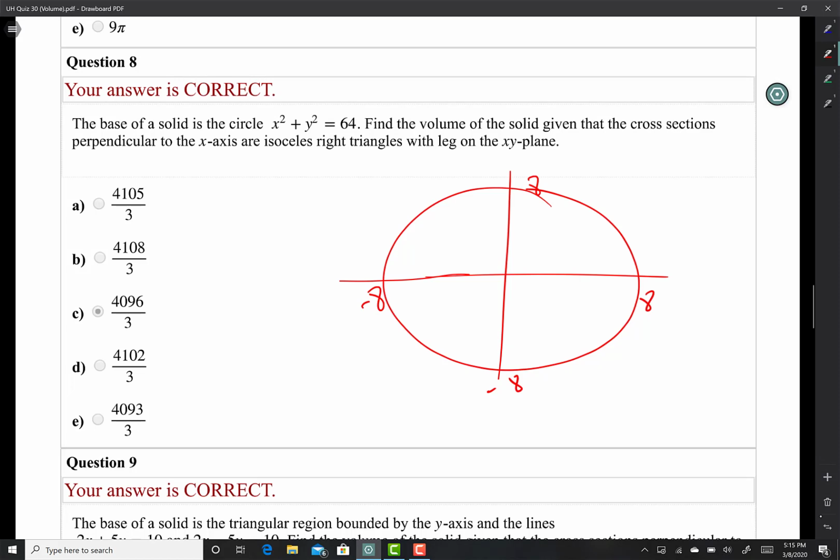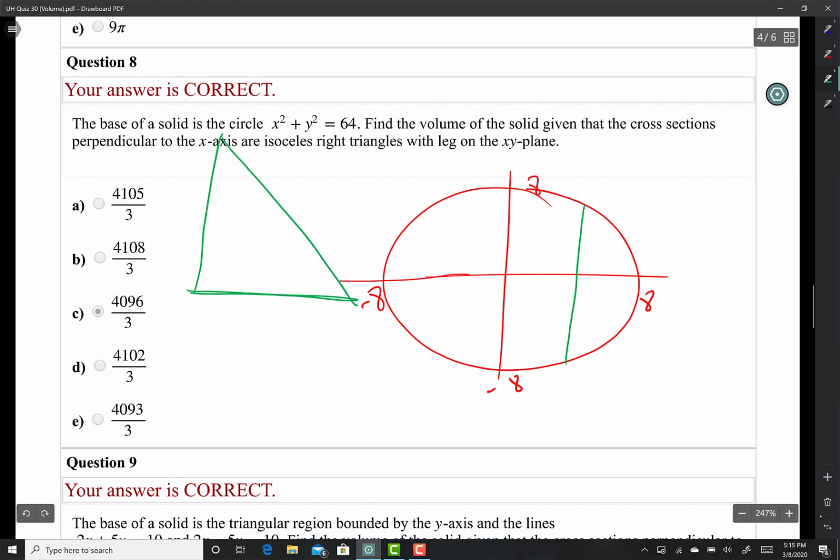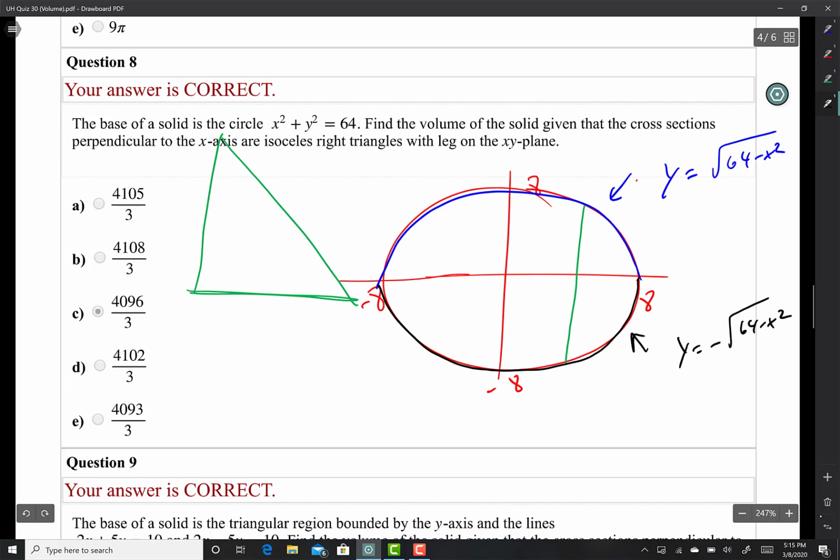Okay, so that's not bad. So here it is. That cross section is the leg. It's coming out of the board. So that cross section is this part of the triangle. It's this. So remember that this top curve here in blue, that top curve is y equals square root of 64 minus x squared, and then the bottom curve here in black, that bottom curve is y equals the negative square root of 64 minus x squared.